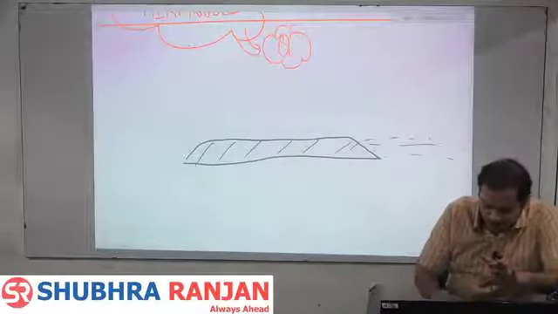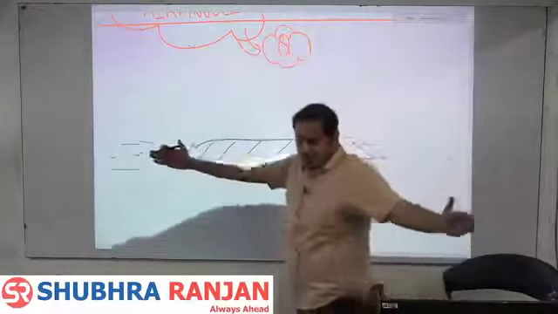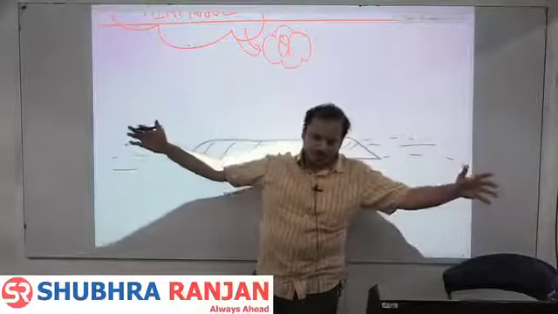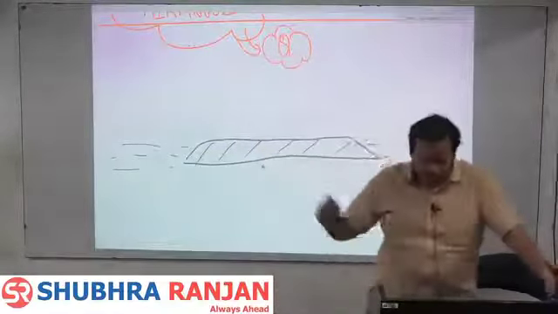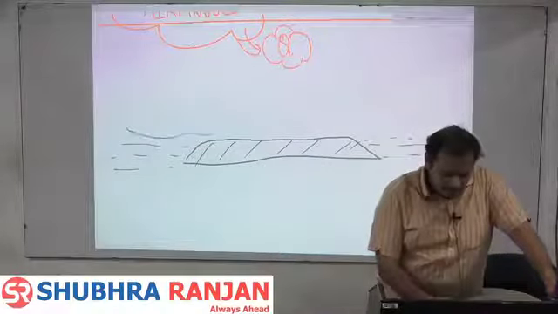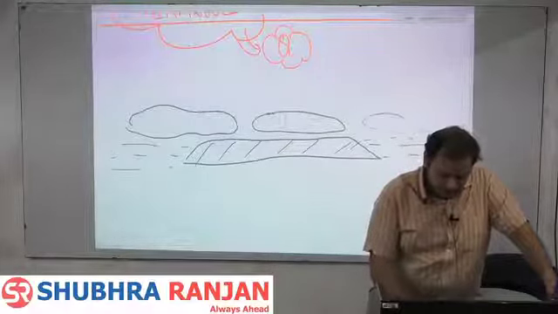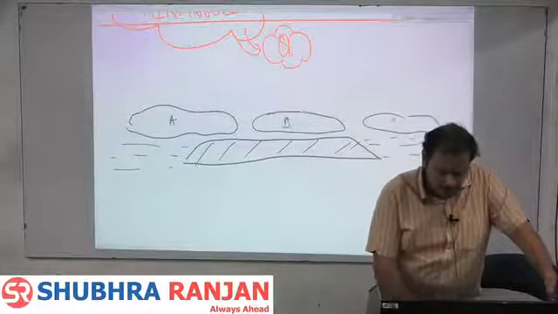Now what is an air mass? An air mass is a huge body of air which has the same properties horizontally. Vertically is not that important. It is more or less the same properties horizontally. If this is our imaginary region, there is one air found here, another air found here, and a third air found here: A, B, C.